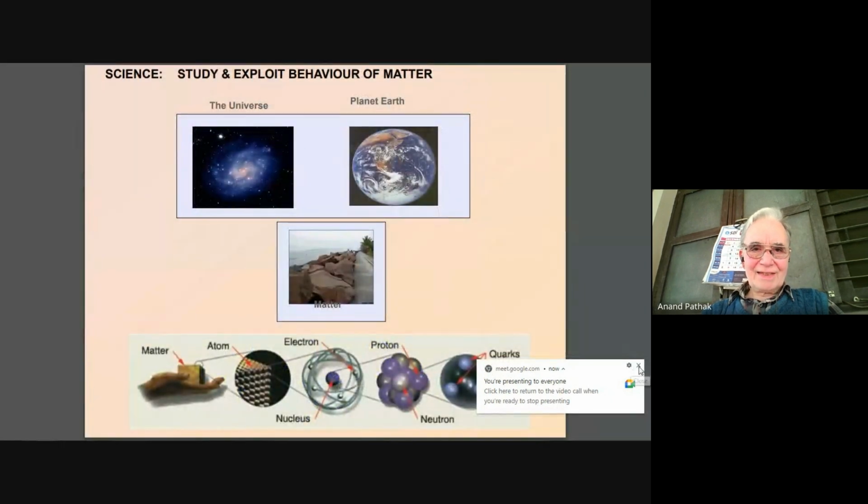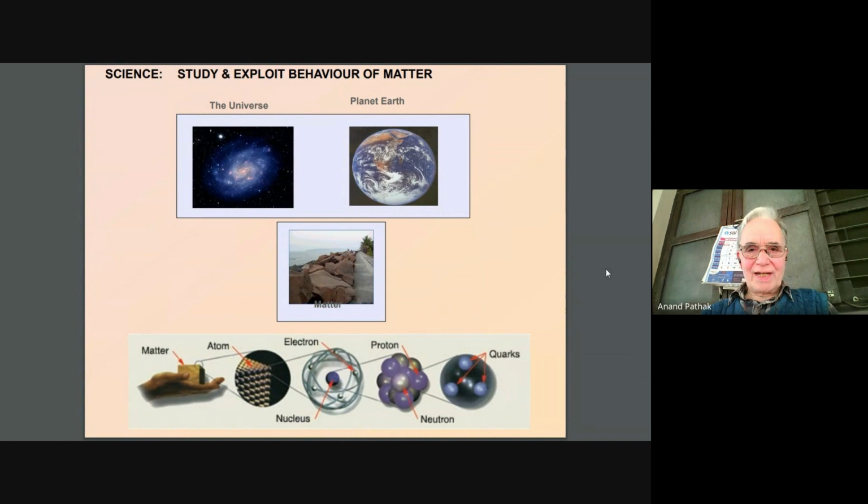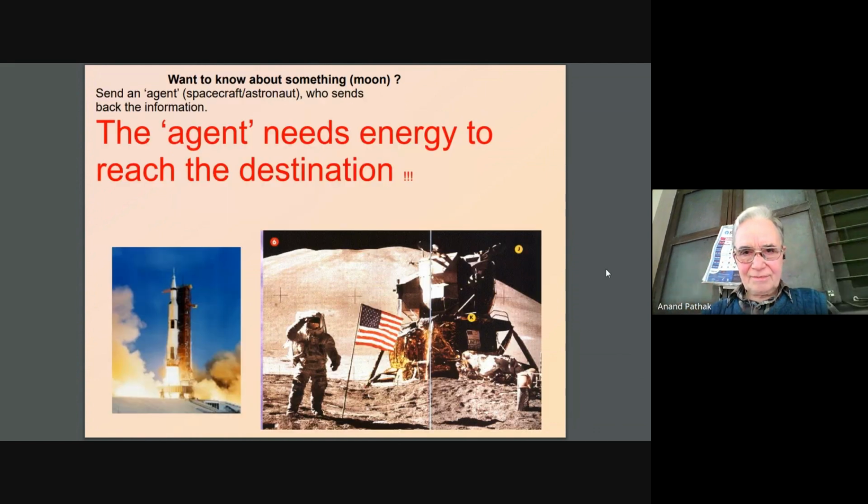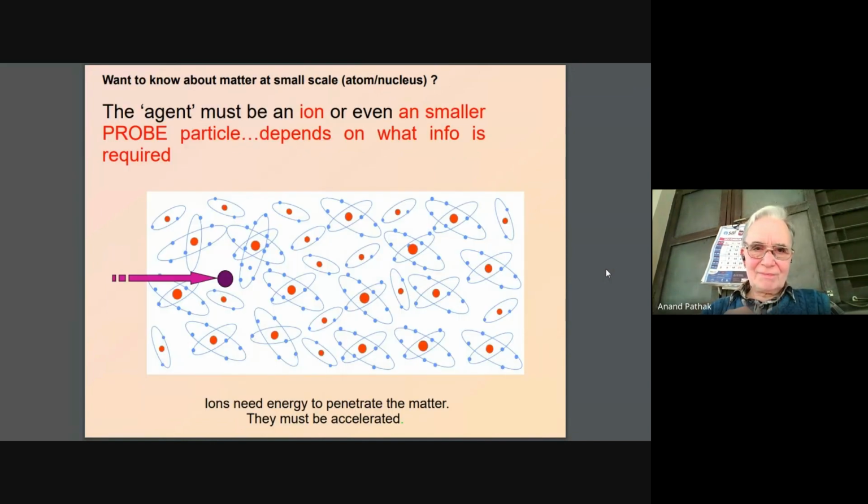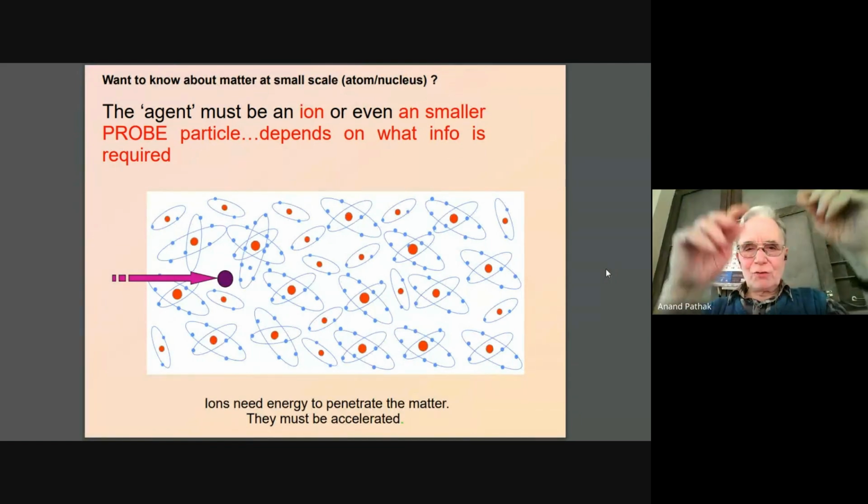This is just an overall view: when you want to study at a larger scale, you have the earth and space, and the smaller scale is 10 to the plus 9, 10 to the minus 9. For studying at a larger scale, you have to send an agent to outer space. For a smaller scale, you have to send some other agent, either an ion or an electron, on the scale of 10 to the plus 9 to 10 to the minus 9.